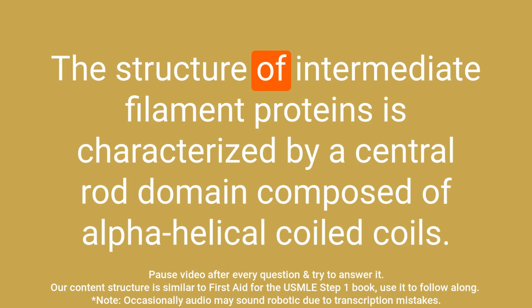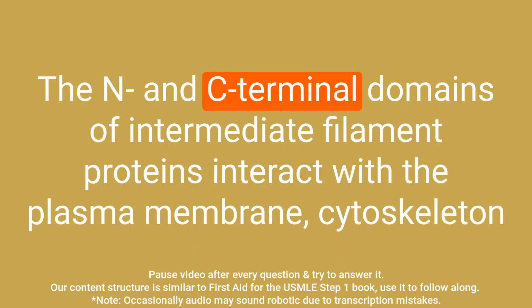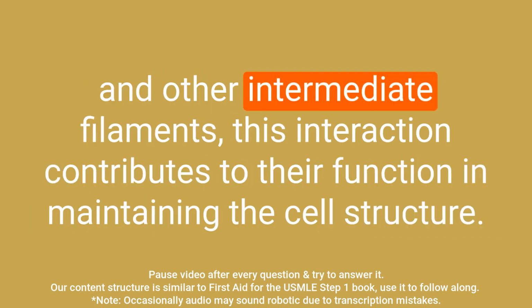Question: how does the structure of intermediate filament proteins contribute to their function? Answer: the structure of intermediate filament proteins is characterized by a central rod domain composed of alpha helical coiled coils. These coiled coils form a stable, helical structure that gives intermediate filaments their strength and resistance to tension. The N and C terminal domains of intermediate filament proteins interact with the plasma membrane, cytoskeleton, and other intermediate filaments. This interaction contributes to their function in maintaining the cell structure.